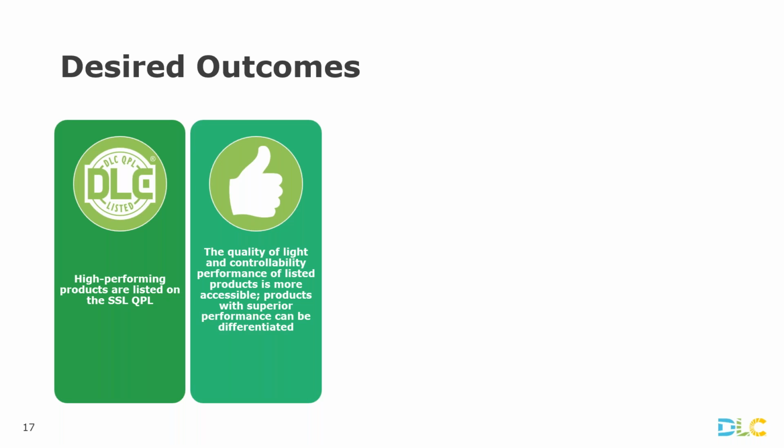Secondly, we want to make sure that the quality of light and controllability performance of listed products is accessible to people in a way that's not currently on the QPL. Aspects such as glare, flicker are not currently represented on the QPL. And by providing more of this information, we enable products that have superior performance in these areas to be differentiated.